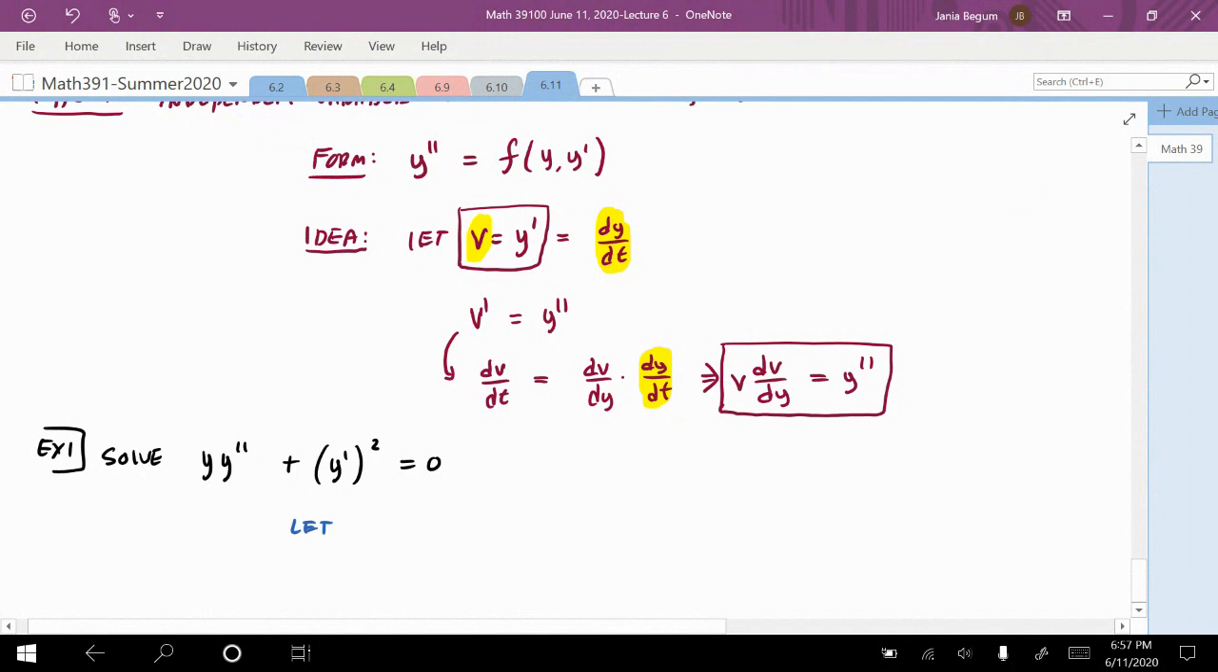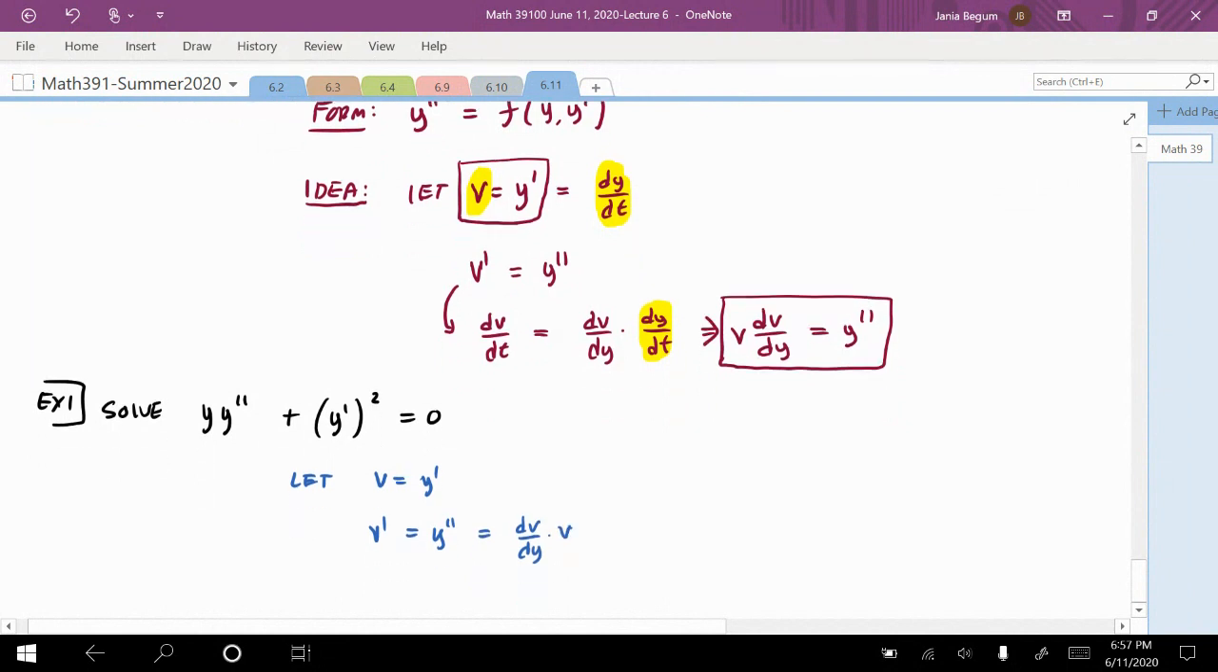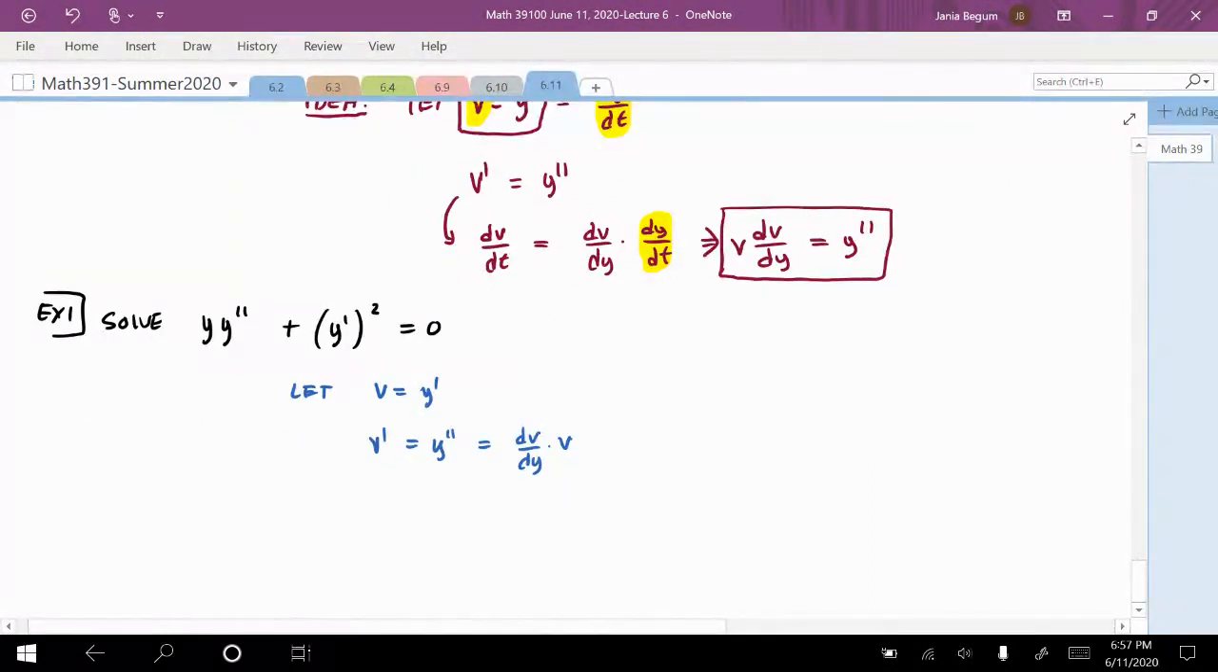Because our independent variable is missing, we let v be y prime, and then v prime is y double prime, but we know how to rewrite that. That's going to be dv/dy times v, which replaces y double prime. So we have y times y double prime, replaced with v times dv/dy, plus y prime replaced with v squared, equals 0.